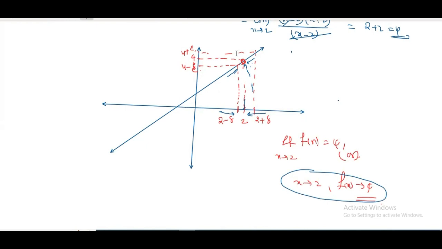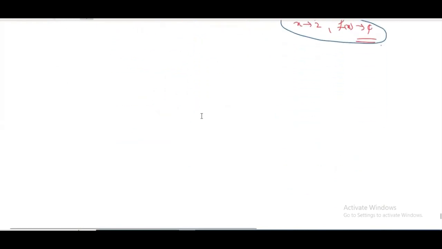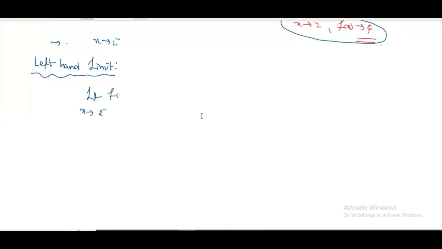So here we discussed two things. One is when x is approaching from the left side. When x is approaching 2 from the left side, this is particularly called the left hand limit, means we are approaching 2 from the left side. How can we write this? Limit x tends to 2 minus of f of x.